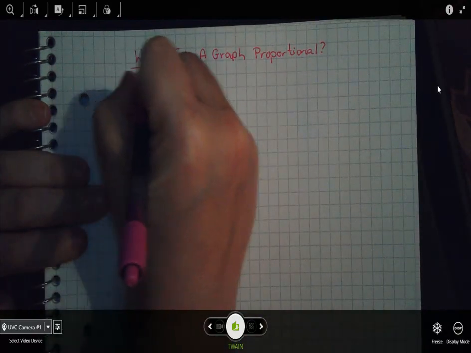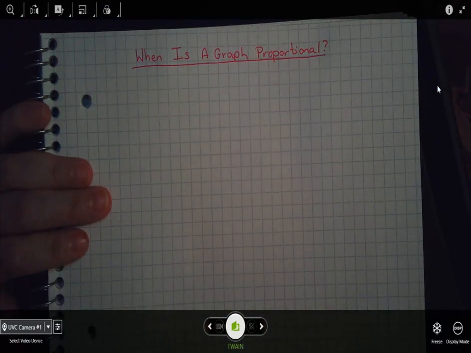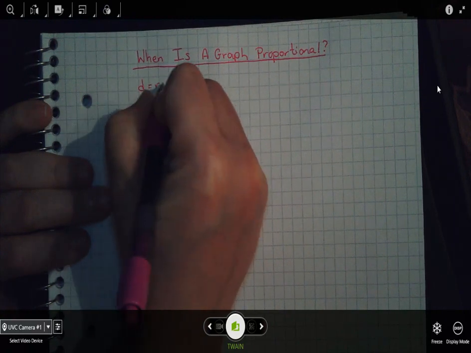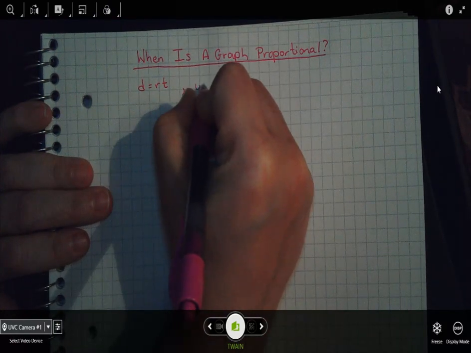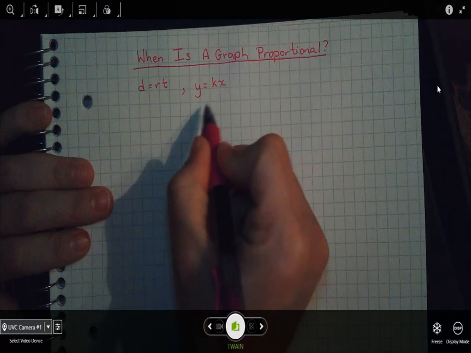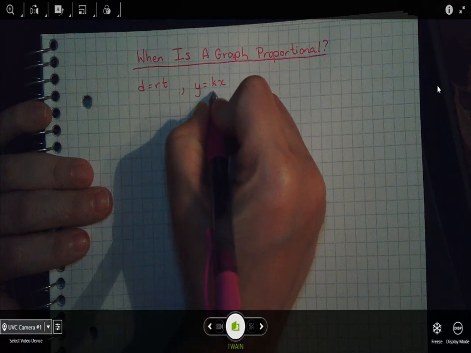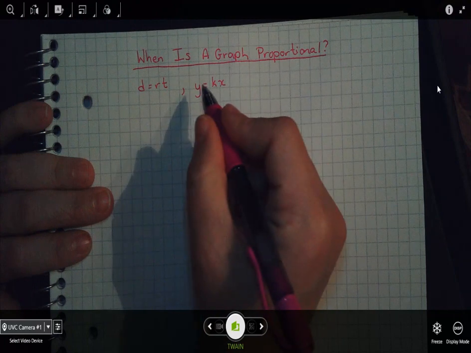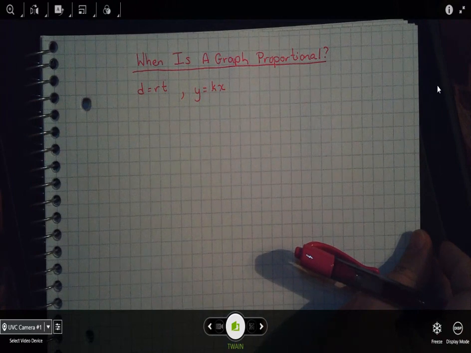All right. So before Christmas break, we were talking about information being proportional or not proportional. And remember, we were doing D equals RT for distance, rate, and time. And we were also doing y equals kx, which is essentially the same thing. They just use y, k, and x instead of d, r, and t, where k is your constant of proportionality. And we were looking at all of this, and then we talked about whether, just looking at a graph, we can tell if it's proportional or not. And the answer is yes.